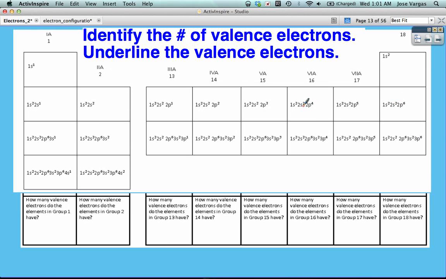4 and 2 would be 6. And 5 and 4. 2 plus 1 is 3. Sorry, I forgot to look at that earlier. But you add the highest S and the highest P to tell your number of valence electrons.